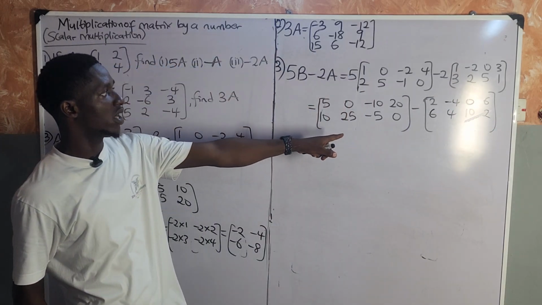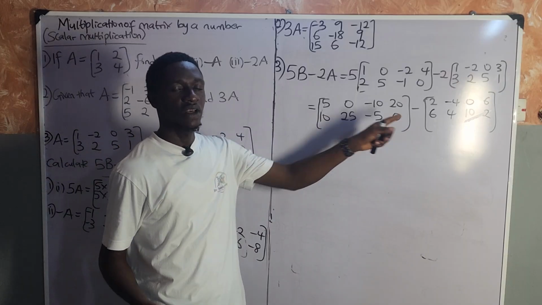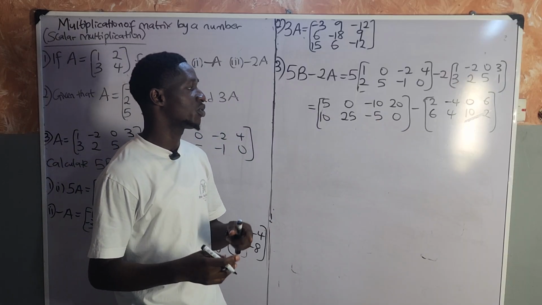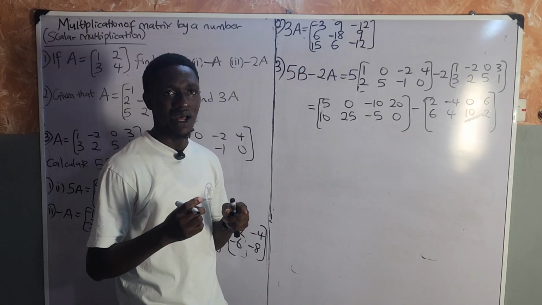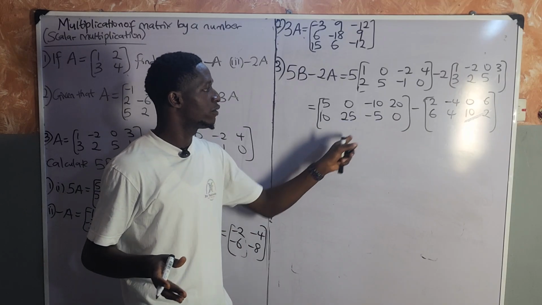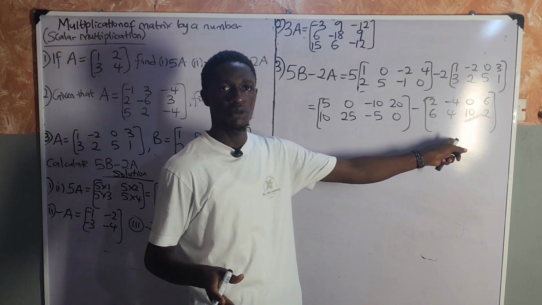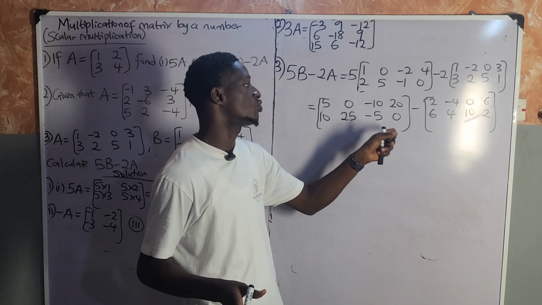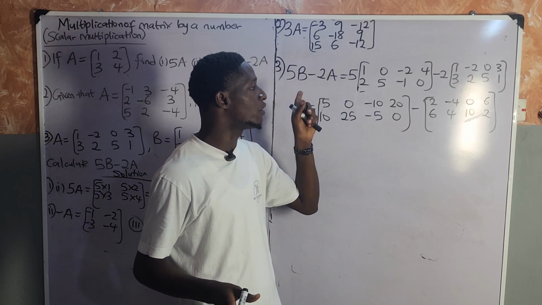So what do you notice now? We are going to subtract. And remember in our video, we said that you cannot subtract or add if they don't have the same order. You can see they have the same order. This is a 2 by 4 matrix and this is a 2 by 4 matrix. It means it has 2 rows and 4 columns.